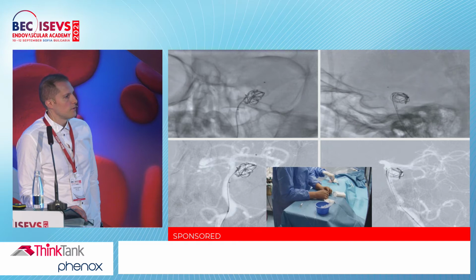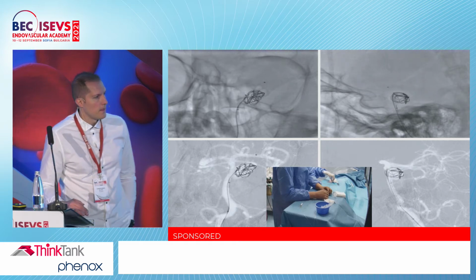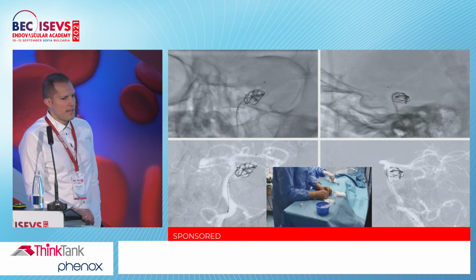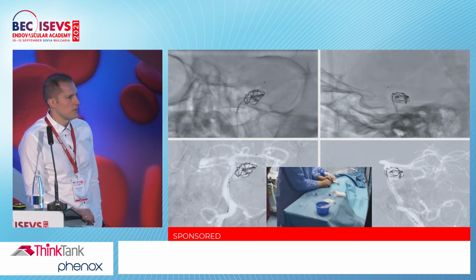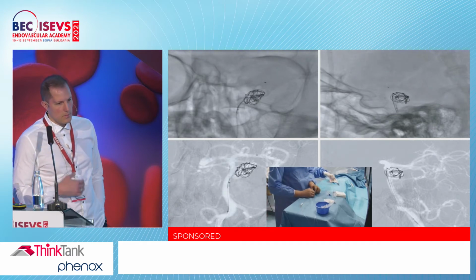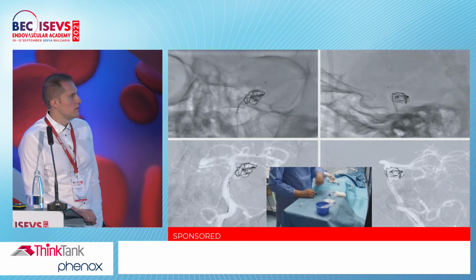After the first, is this a 3D coil? Sorry? Is this a 3D coil or a helical? It's a 360 from Stryker, I think. The longest they have is 50 centimeters. That's why we chose it, not to lose time deploying and coiling another one.